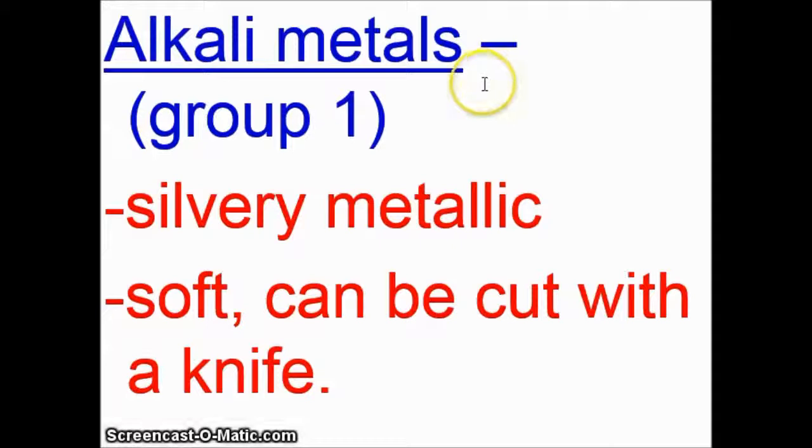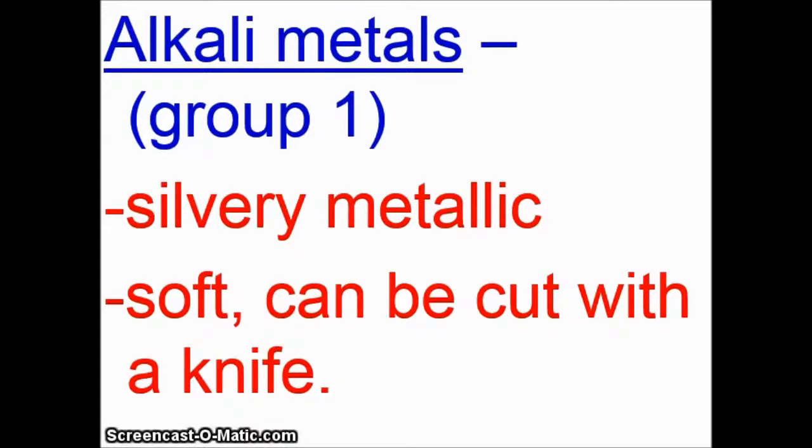So the next group I want to look at are called the alkali metals, and this is group 1. This is the very first group on the periodic table. They're silver, metallic, soft, and they can be cut with a knife. Usually when we think of metals, we think of something very hard. These metals are actually really, really soft. Even a butter knife can cut a lot of these metals.